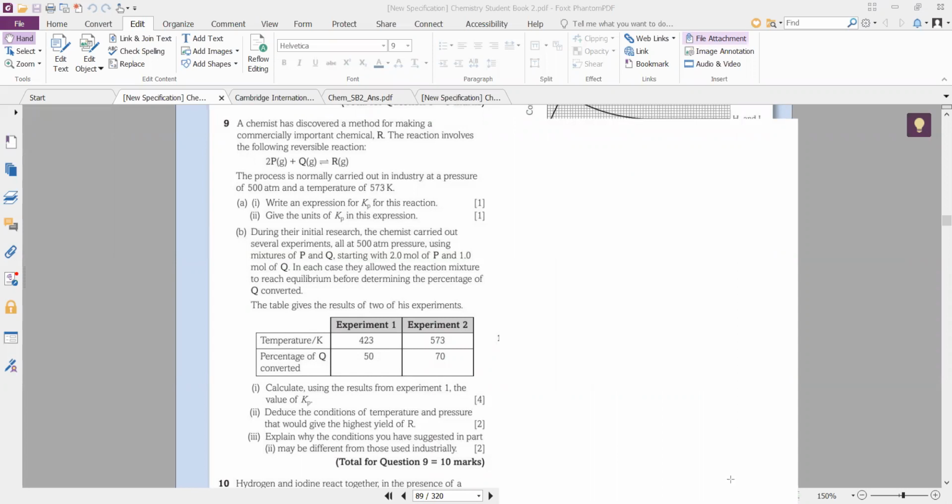Right. Expression for Kp is partial pressure of R divided by partial pressure of P squared into partial pressure of Q. That is the expression. Give the units. ATM minus 2.